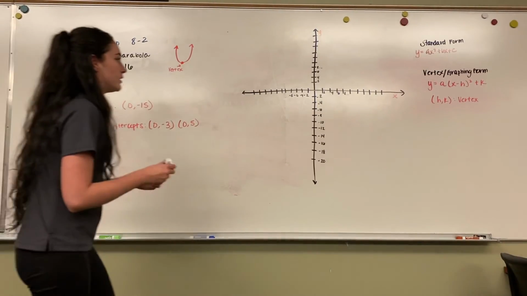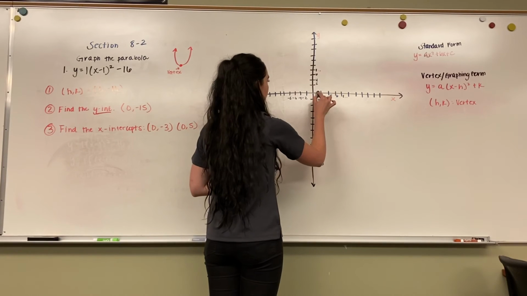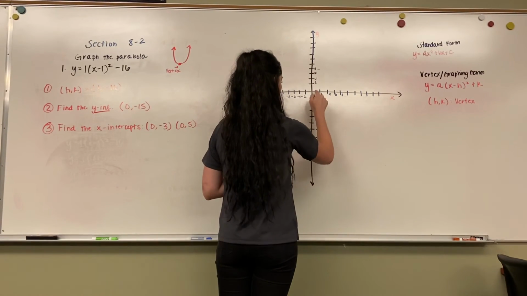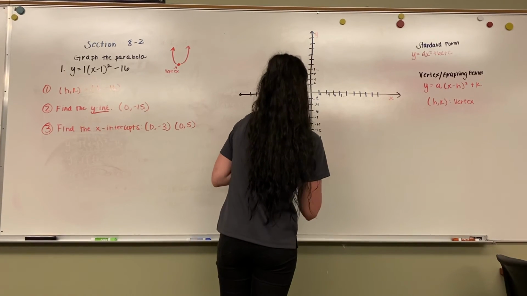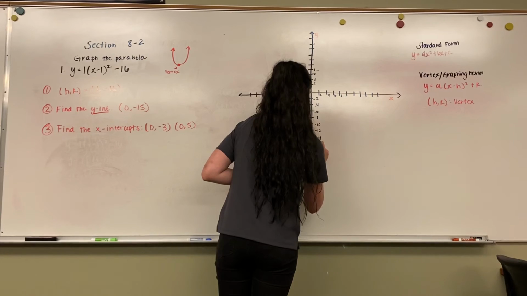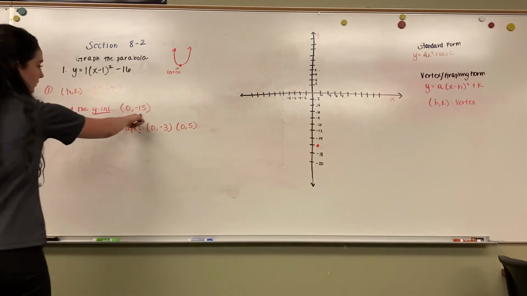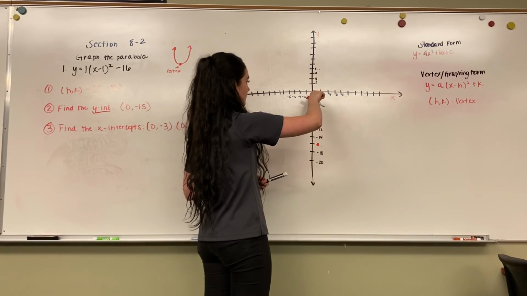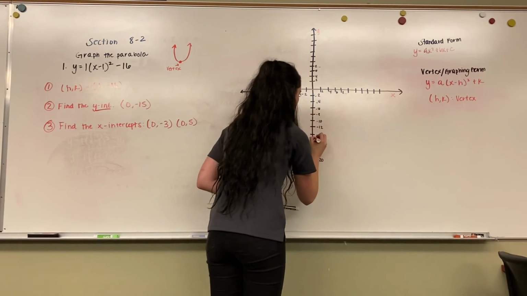1, -16. So I made my axis by 2s just so I had enough room. So 1 would be here, and -16 would be right here. 1, -16 is our vertex. Okay. 0, -15 is where it crosses the y-axis. So we have 0, -15, about right here.